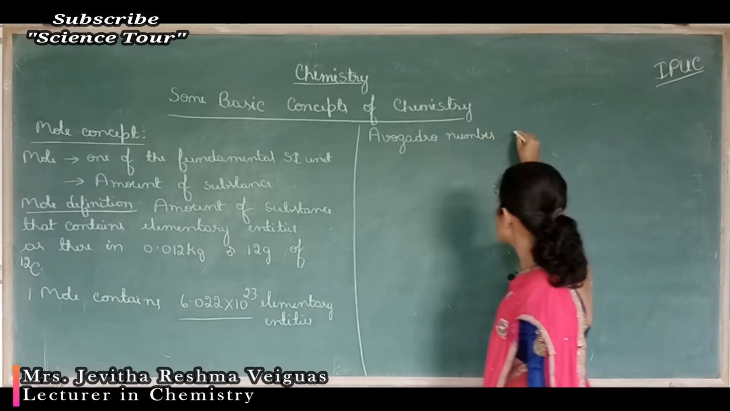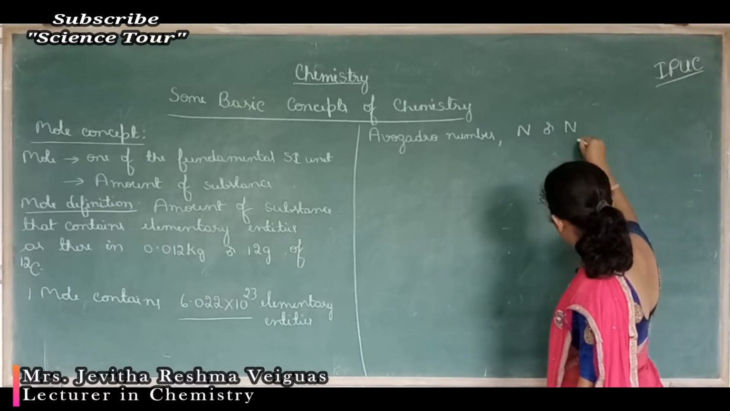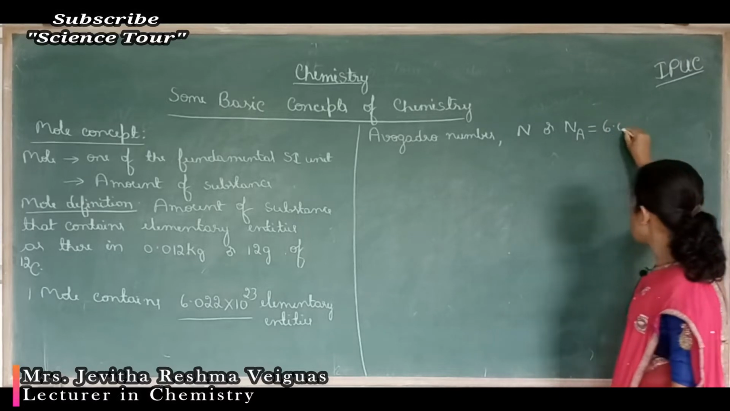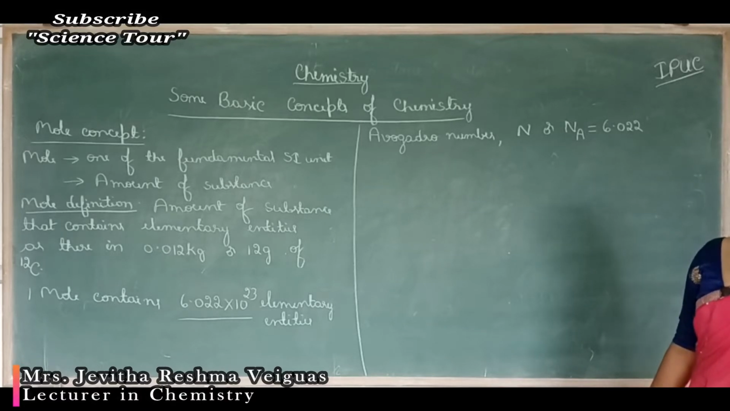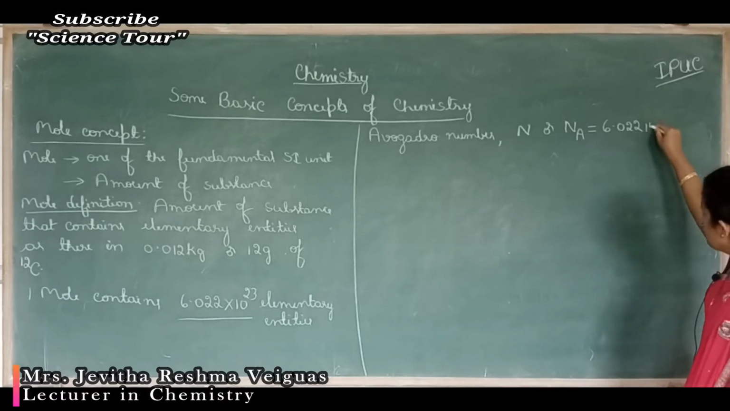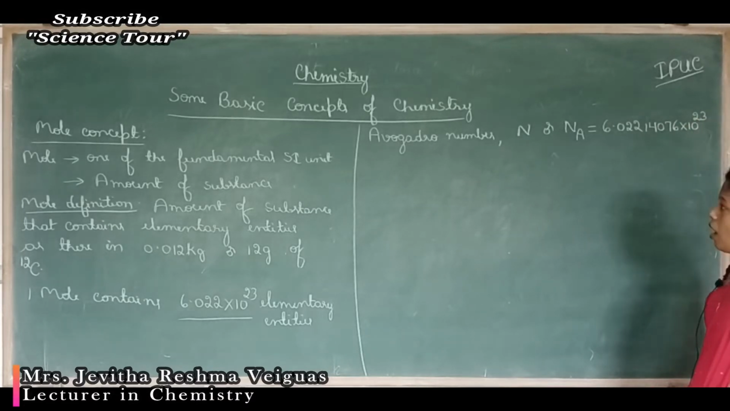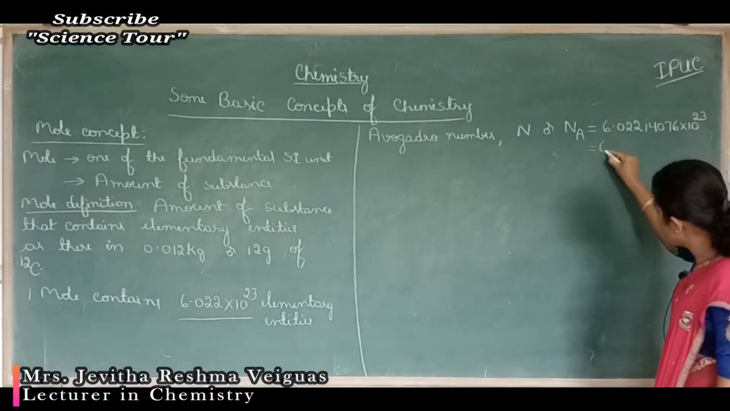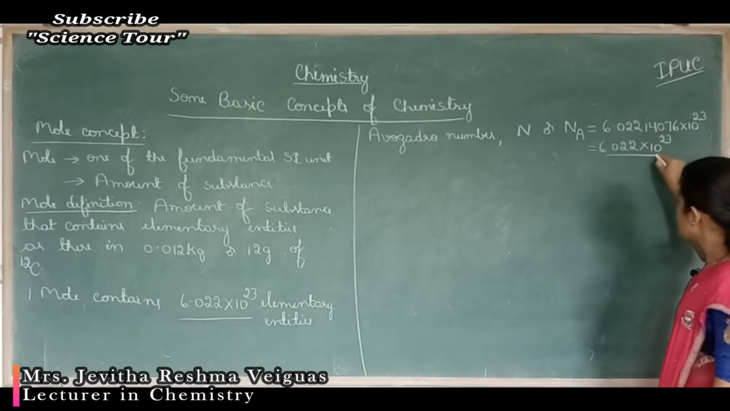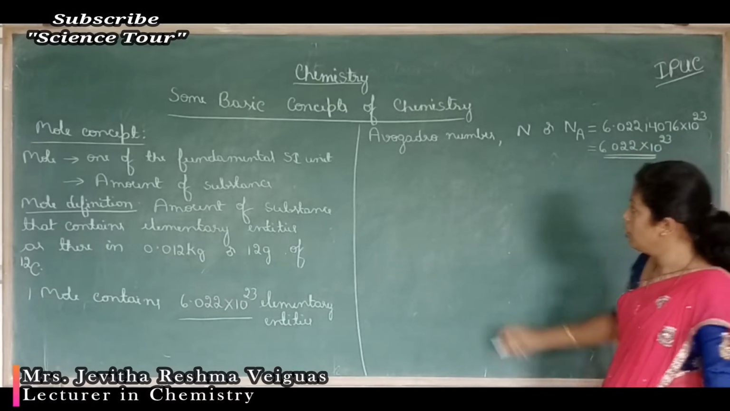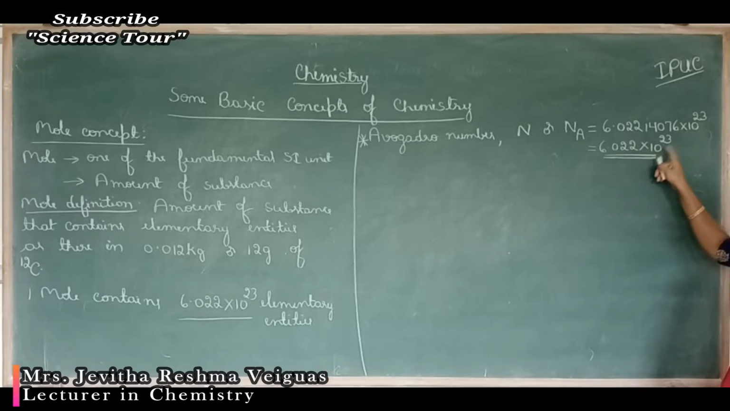Avogadro number is denoted by the symbol capital N or Na. The value of this number is 6.02214076 into 10 to the power 23. In short, we write the same as 6.022 into 10 to the power 23. This is the value of Avogadro number. Important: what is the value of Avogadro number? That is 6.022 into 10 to the power 23.